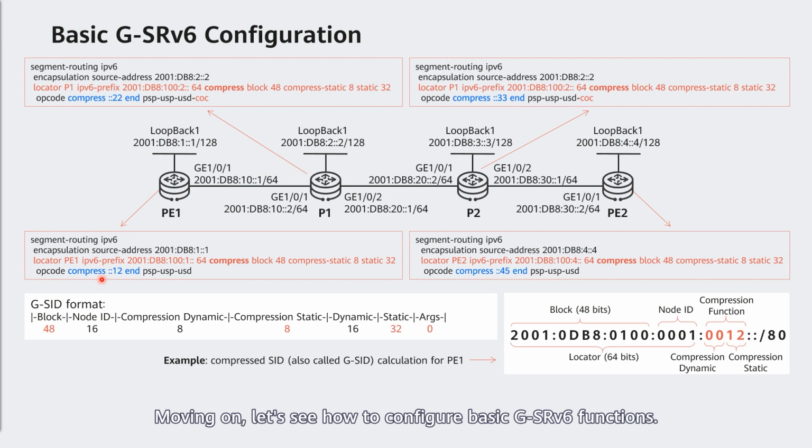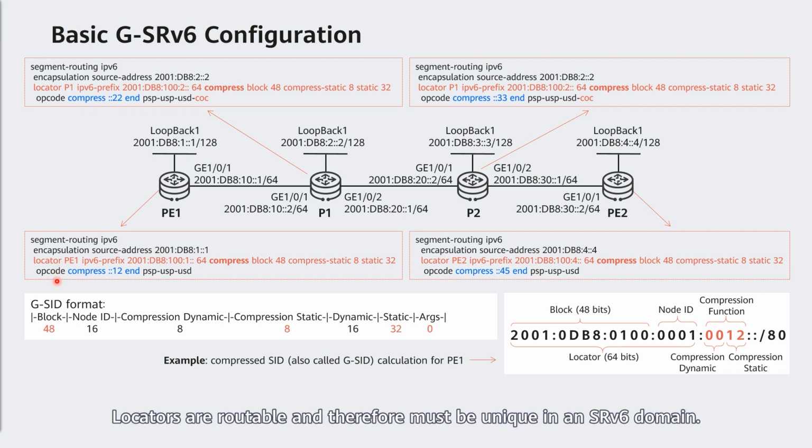Moving on, let's see how to configure basic G-SRv6 functions. First, enable SRv6 globally on the involved device. Second, configure a source address for IPv6 packet encapsulation. Using the IPv6 address of a loopback interface is recommended. Finally, configure a locator and opcode.